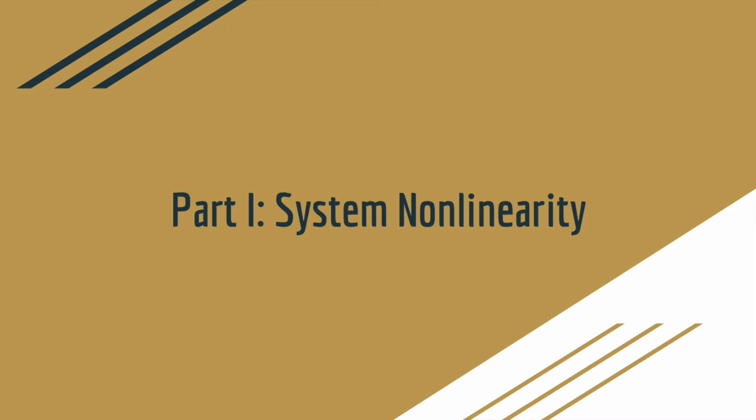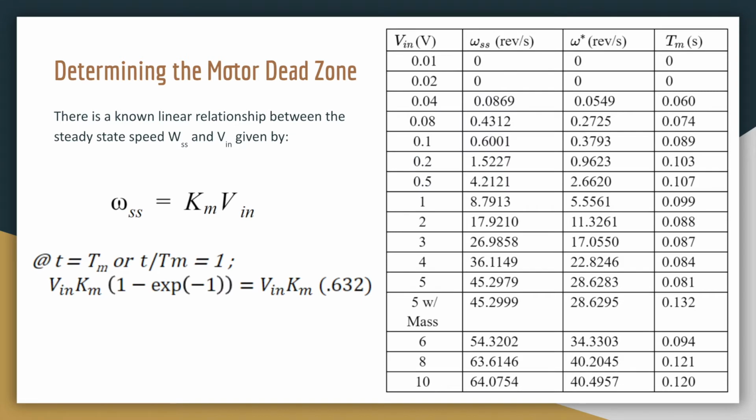In part 1, we will discuss system nonlinearity, which includes determining the motor dead zones and saturation limits. In order to determine the dead zones, omega star was calculated by multiplying omega steady state by 0.632, which is where time over the time constant equals 1. Using this, we can determine the time constant. The linear relationship shown is such that omega steady state is divided by the input voltage, which gives the motor constant Km. With these constants, we can now find the ranges of the dead zones and saturation limits.